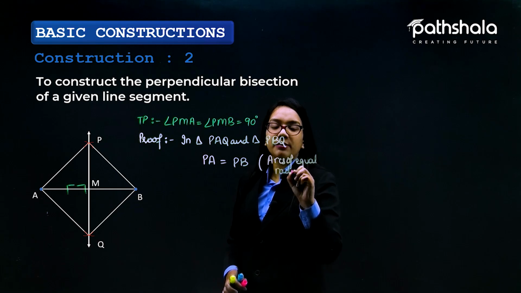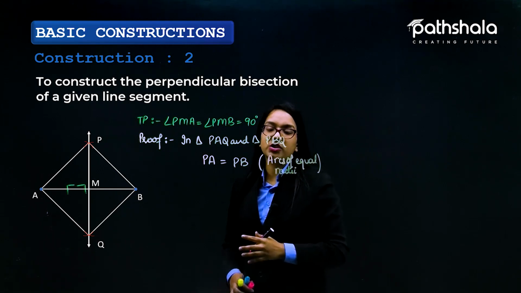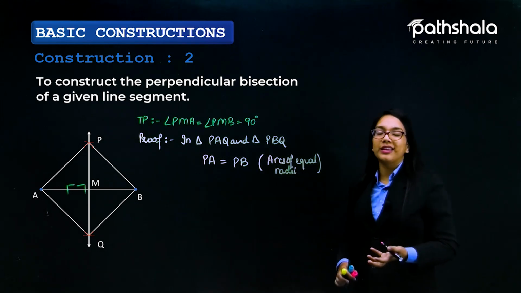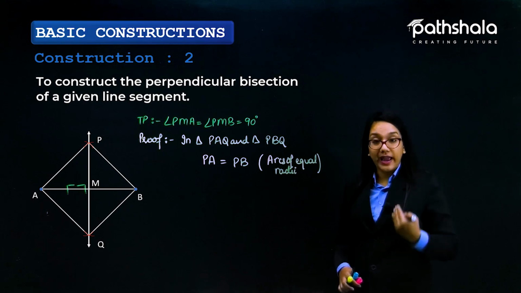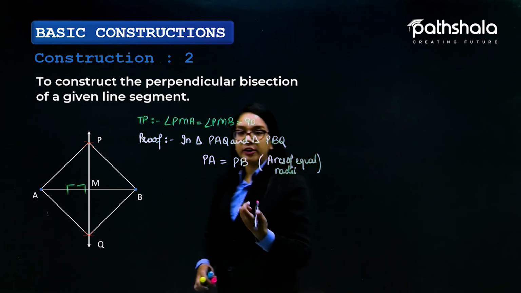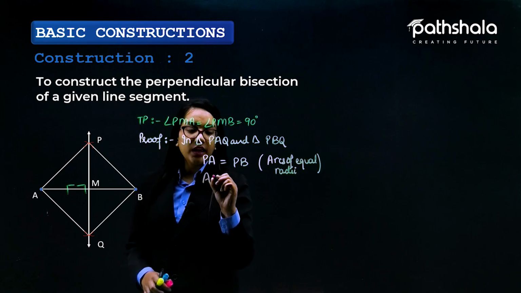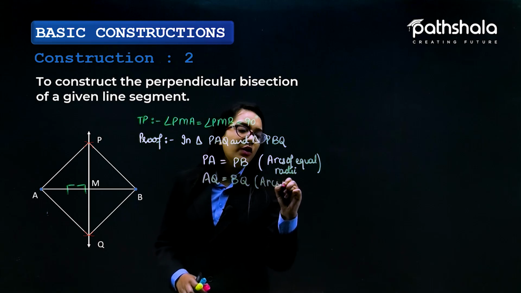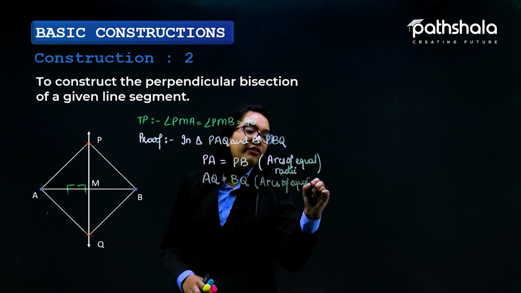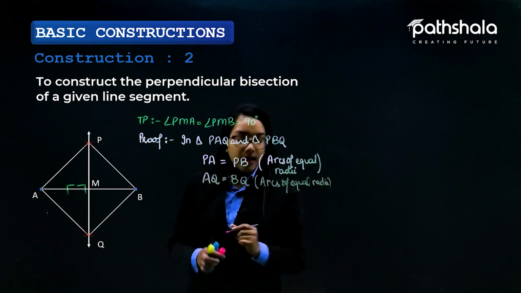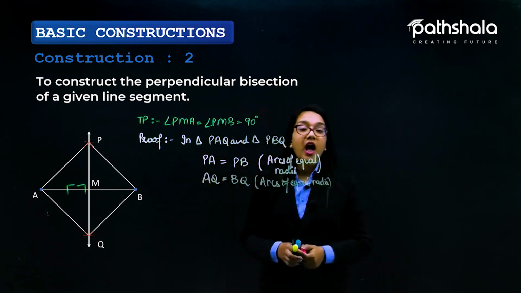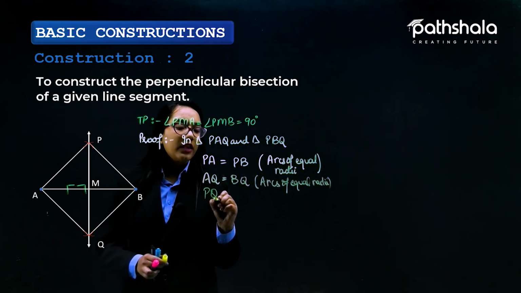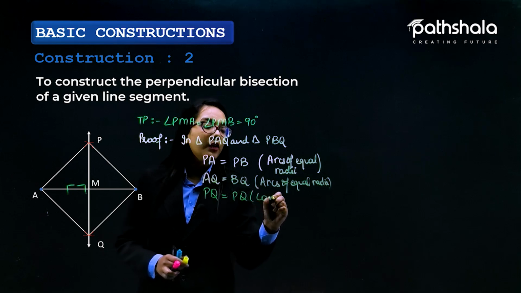Like the reason we already have given in the previous construction, PA should be equal to PB. They must be equal arcs, or we can say that they are nothing but the arcs of equal radii. That's why they are equal to each other. And further we can say that AQ is equal to BQ, for the same reason: they are the arcs of equal radii. And furthermore, we can say that PQ is equal to PQ because it is the common side.